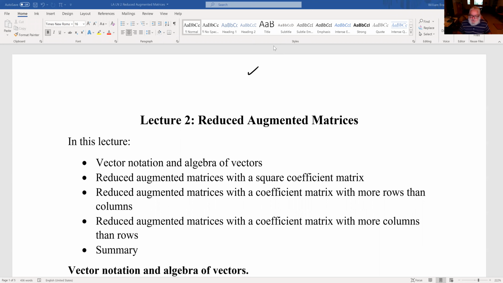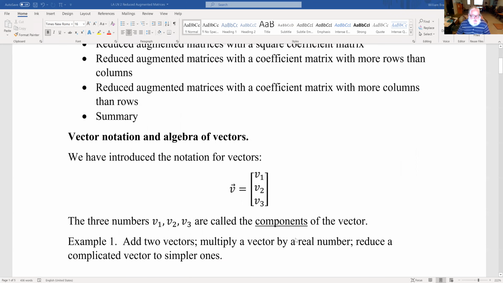Okay, so lecture 2 in linear algebra is about reduced augmented matrices. We'll talk about vector notation a little bit, algebra of vectors, and then reduced augmented matrices: square coefficients, more rows than columns, more columns than rows, and a summary.